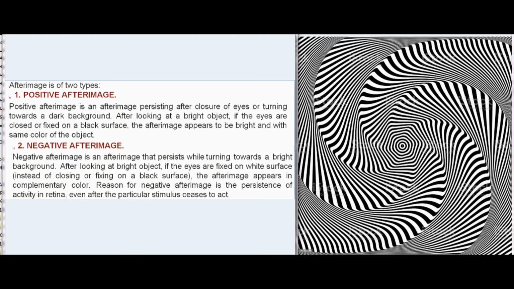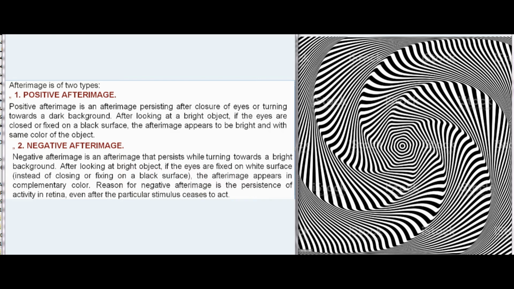Afterimage is of two types. One, positive afterimage. Positive afterimage is an afterimage persisting after closure of the eyes or turning towards a dark background. After looking at a bright object, if the eyes are closed or fixed on a black surface, the afterimage appears to be bright and with the same color as the object.